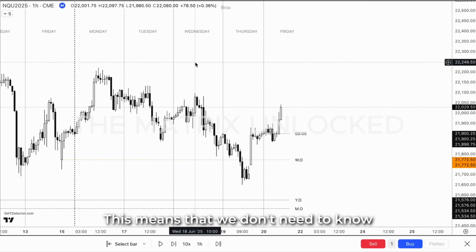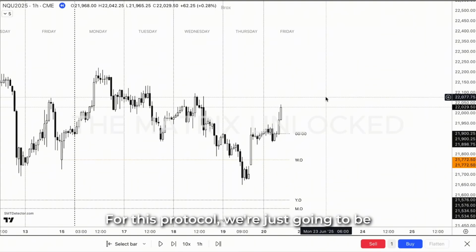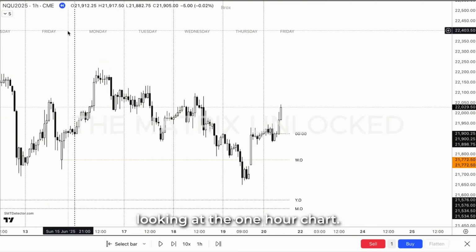This means that we don't need to know what the daily is doing. Of course, daily can be a nice confluence to know if you're trading in line with the current order flow on there. For this protocol, we're just going to be looking at the 1-hour chart.